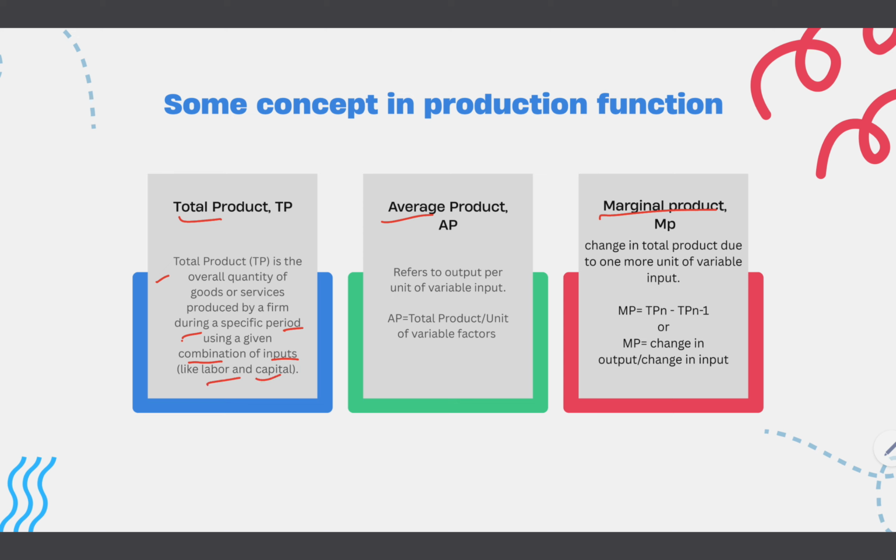of inputs like labor and capital. So that means in a given period of time, if a producer uses some input, whatever his total production is, is known as the total product. And what is average product? It refers to the output per unit of variable input. So the output that is produced per unit of input is called the average product. That is, average product is equal to total product divided by the units of variable factor.